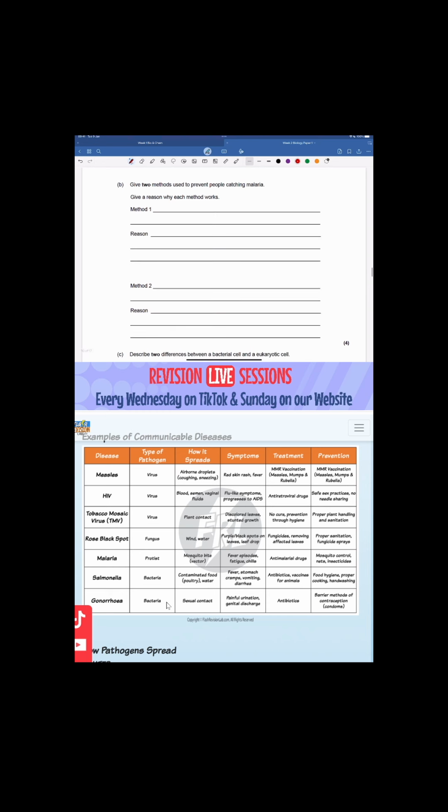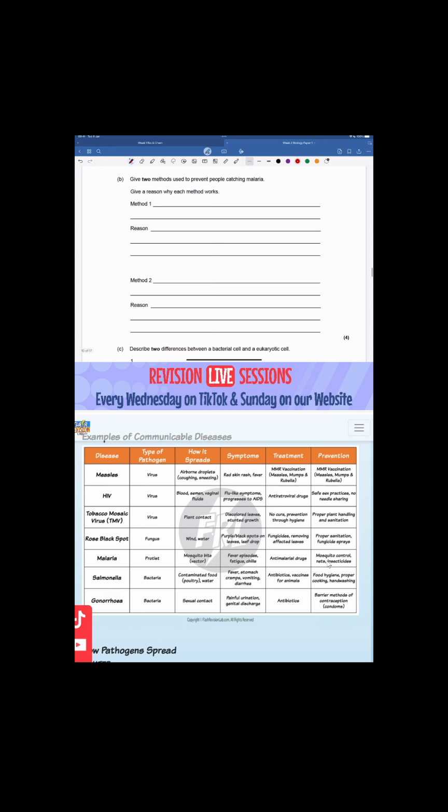So we got a question about malaria here. Give 2 methods used to prevent people catching malaria. That's also in the notes here. Prevention here, the last column. Nets, insecticides. We just need to give more information because it's a 4 marker. Saying the 2 won't get you enough marks, so we need to give a bit more information. So let's talk about insecticides first.